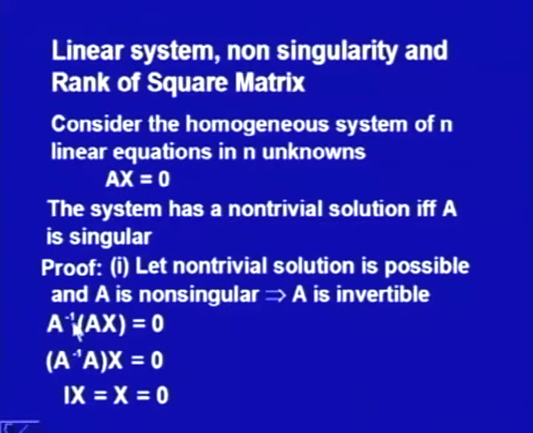Since A is invertible, we can multiply by A inverse. So, A inverse Ax is equal to 0, and A inverse A is identity. So, Ix is equal to x, so x is equal to 0. So, we started with a non-trivial solution and assumed that A is non-singular, but we finally arrive at a contradiction that x is equal to 0, and that means our assumption that A is non-singular is not correct, and that means A is singular.